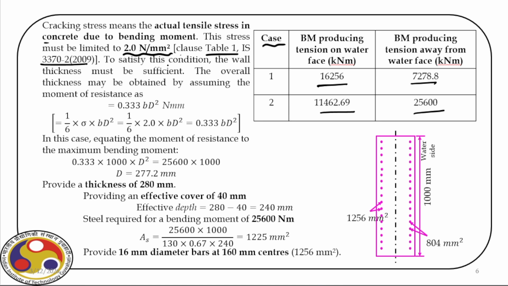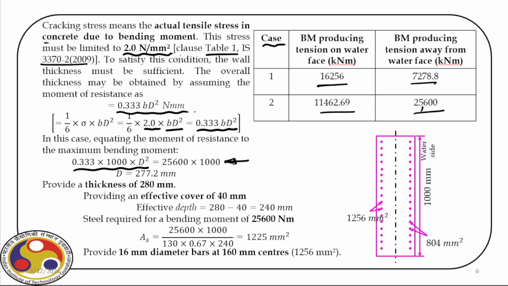And to satisfy these conditions, we have to first find out the capacity of the section, which in this case is 0.333 BD square. So it is effectively sigma times Z, which for the rectangular section is BD square by 6. That's how we get this 0.333 BD square, and we equate that to the applied maximum bending moment out of all these 4 options, which is 25,600.